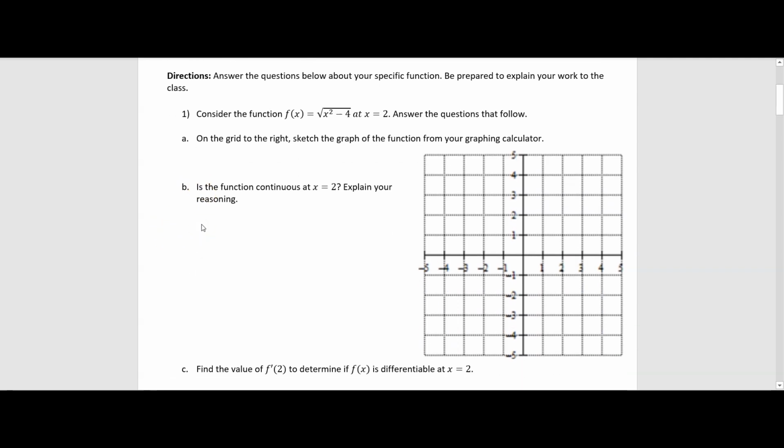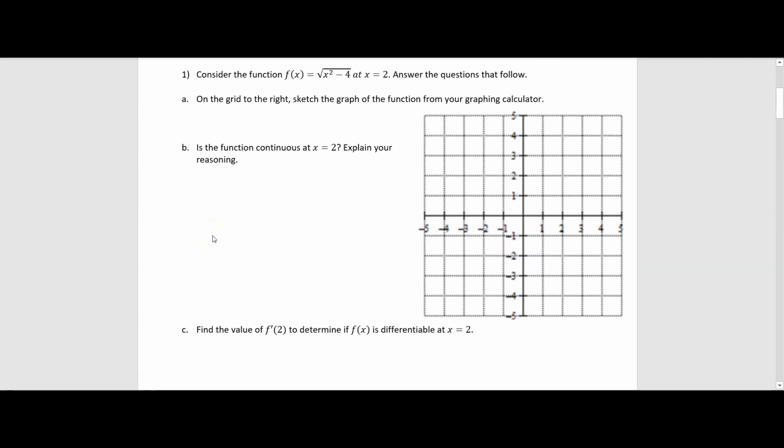So we're going to start off with number 1. What you need to do is take out your graphing calculator, punch in that function f of x, and sketch it on the graph. Just a quick sketch will do. You don't have to have each point exact. Then you're going to think about part B, whether the function is continuous at x equals 2. Explain your thinking. And then for part C, you're going to find the value of f prime of 2, so the derivative of f, and see whether or not the function is differentiable at x equals 2. Pause the video, take some time to answer those 3 questions, and then come on back.